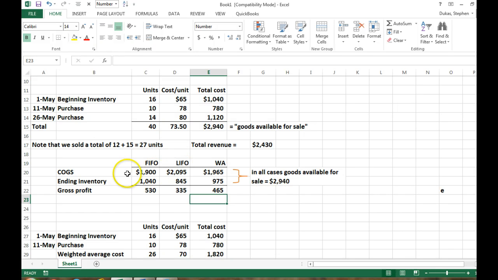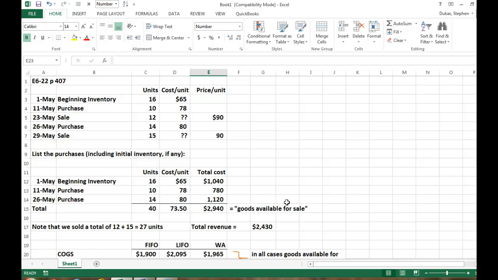Remember, in each case, the sum of these two numbers, regardless of the method, will always equal our goods available for sale, $2,940. So I hope this gives you a little bit more clarity about an easy way to approach calculating cost of goods sold and ending inventory under FIFO, LIFO, and weighted average.